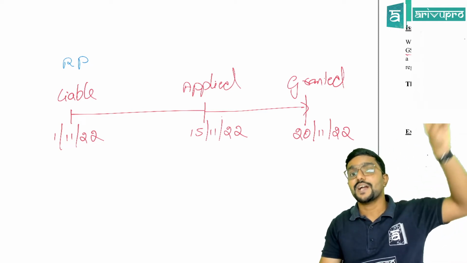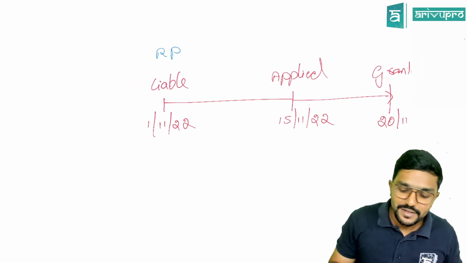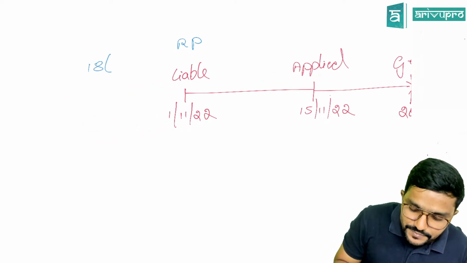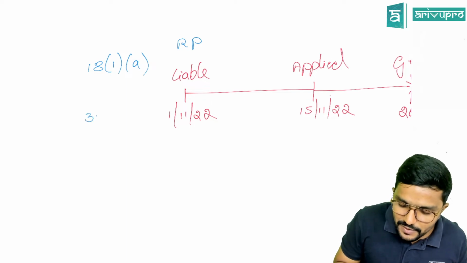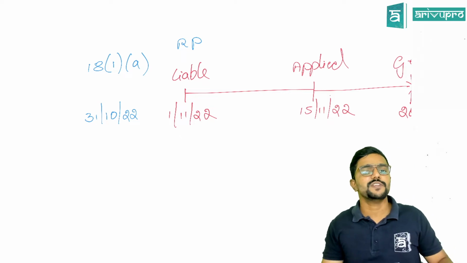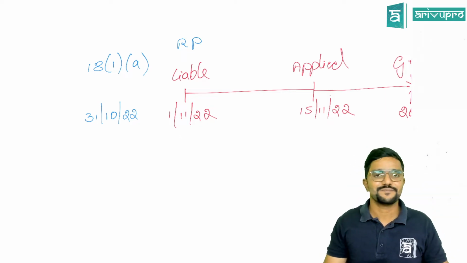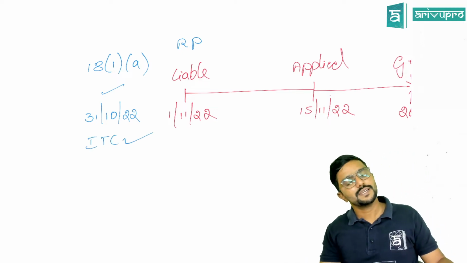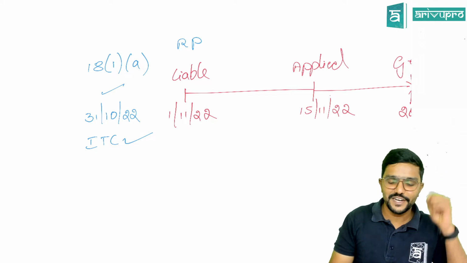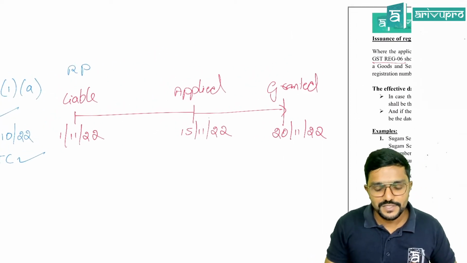And hope you guys can connect it to 18.1a. 18.1a will tell, in this case, whatever stock you are having on 31st October 22 of raw material, WIP and finished goods, you can claim a credit of it. So ITC on stock, you can claim it. Agree na? Yes, sir. So somewhere related to 18.1a. Yes, sir.